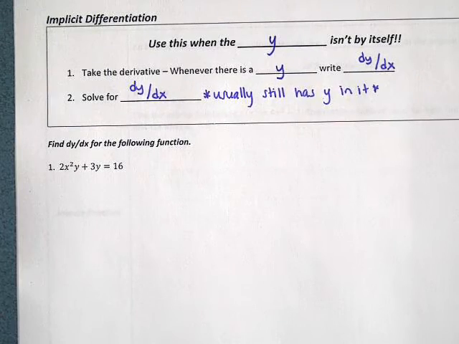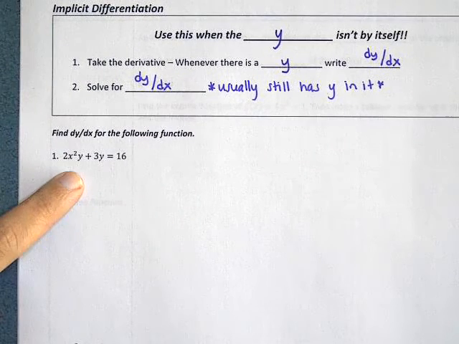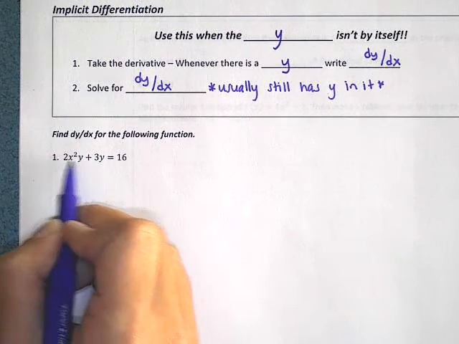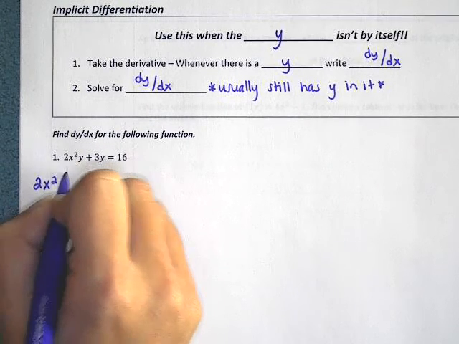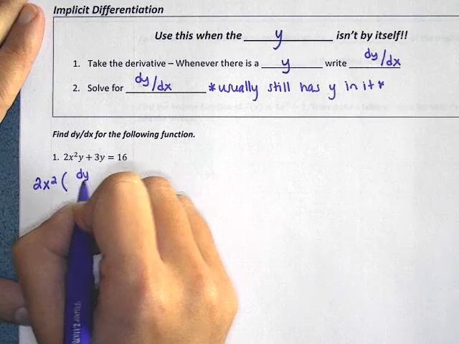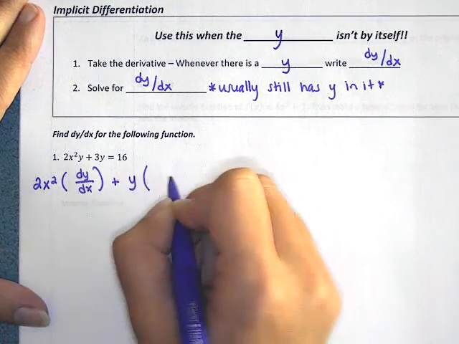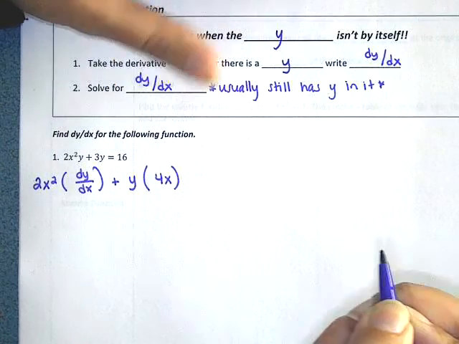Find dy/dx for the following function. Now you'll notice it doesn't say in the directions anywhere, use implicit differentiation or anything like that, but that's okay. We know that we need to because we can see that the y is not by itself. So I'm going to need to use product rule because this first term has an x and a y in it. I'm going to copy the 2x squared, take the derivative of y, so dy/dx. Plus, then I'm going to copy the y and take the derivative of 2x squared, which is 4x.